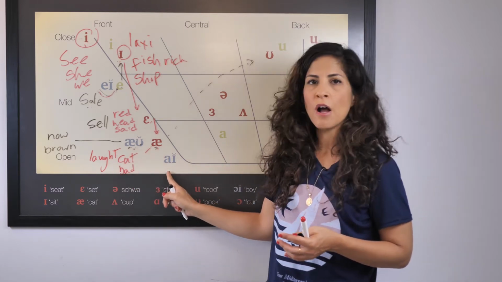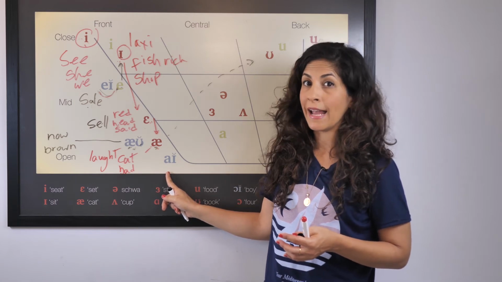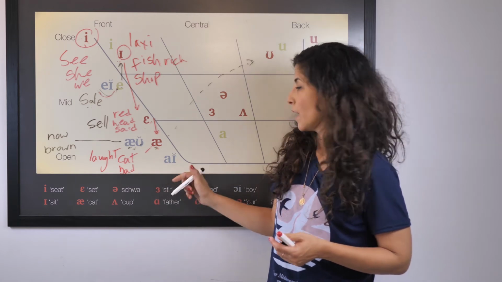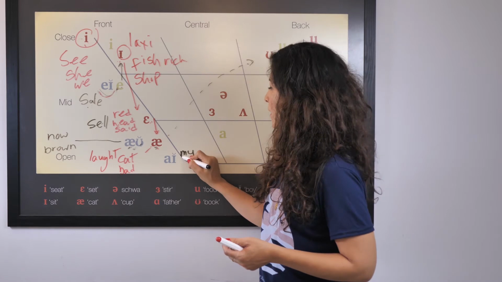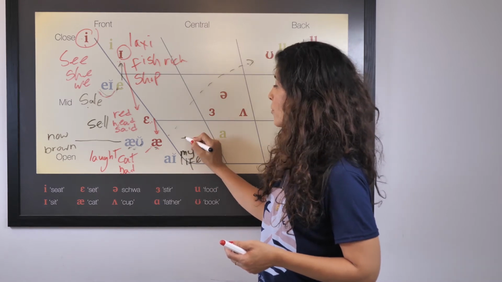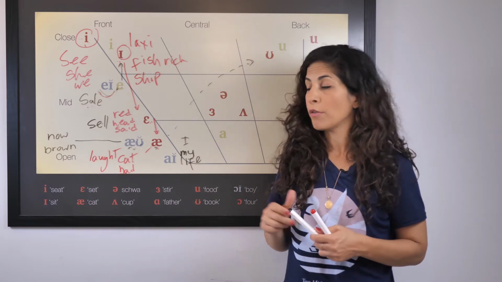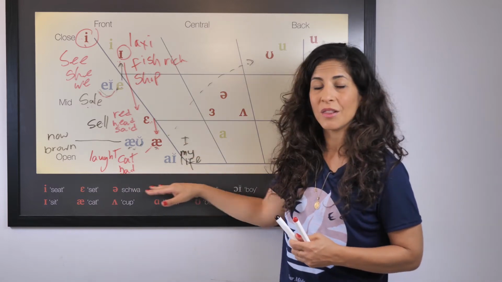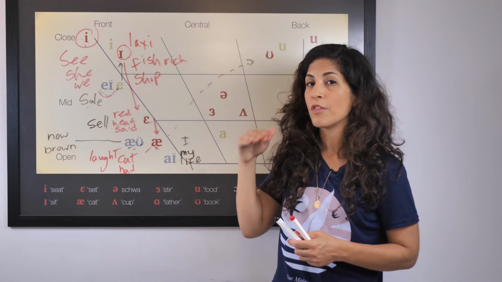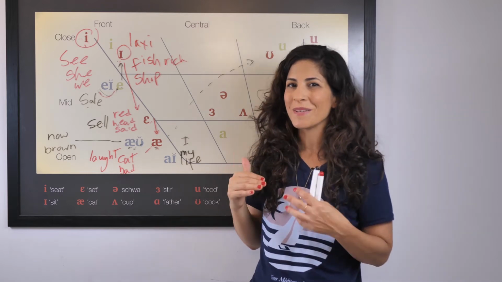Now, the last diphthong we have here is I, as in my, okay? My, life, and also just the word I. So here you start with an open mouth because it's at the bottom of the chart. That means that the jaw is at its most open position.